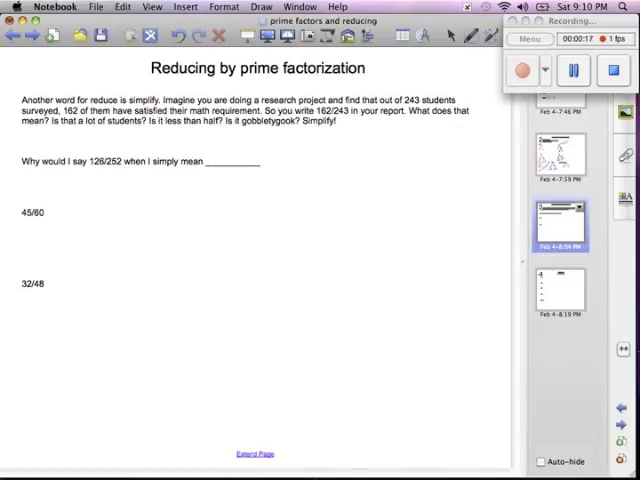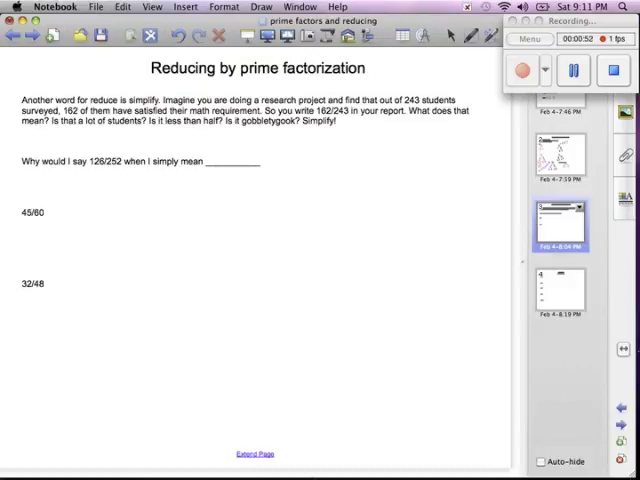Imagine you are doing a research project and find out that out of 243 students surveyed, 162 of them have satisfied their math requirement. So you write 162 over 243 in your report. But what does that mean? Is that a lot of students? Is it less than half? Is it gobbledygook? Simplify. Your reading audience does not like to see big, ugly numbers that don't make any sense. They want the numbers to make some kind of sense, or you get ignored.